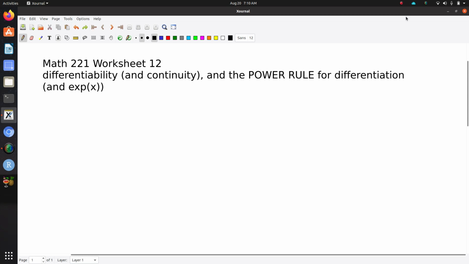Okay, so first of all, we want to talk about differentiability so you can get through the worksheet, and the power rule, which is really exciting because this is the first rule you're going to learn. So you're going to get into a whole bunch of rules. Actually, I have an app for that. Let me show you.